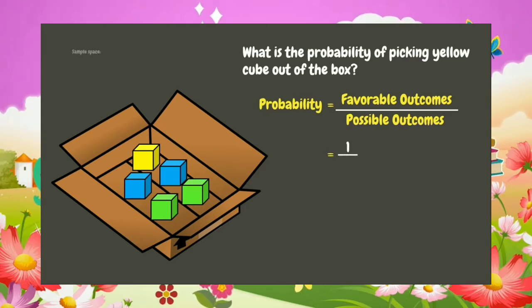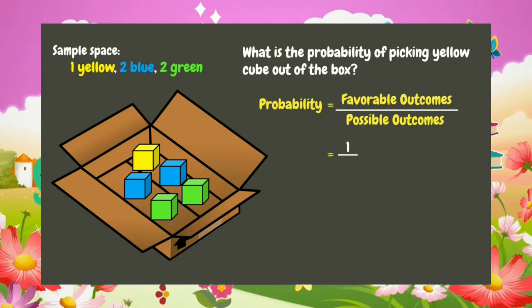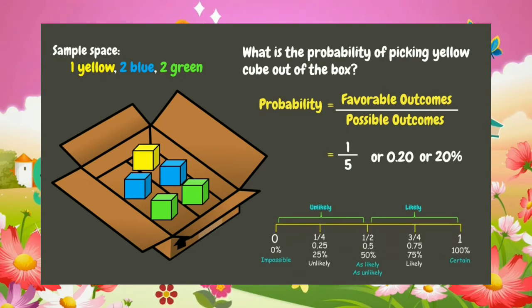The total of possible outcomes is... There are 1 yellow, 2 blue, and 2 green. Total of 5 cubes. So, 1/5 is in fraction form. How about in decimal form? Can anyone answer? 0.20, 20%. So, it is unlikely to happen, right? Yes.